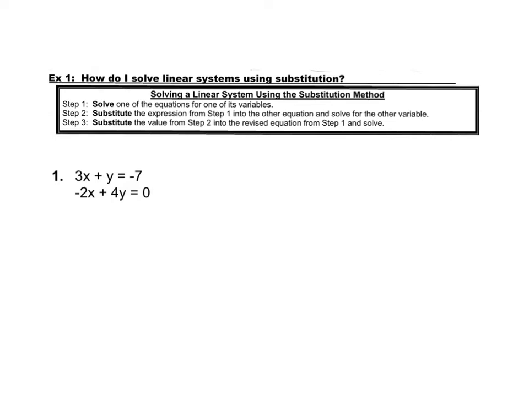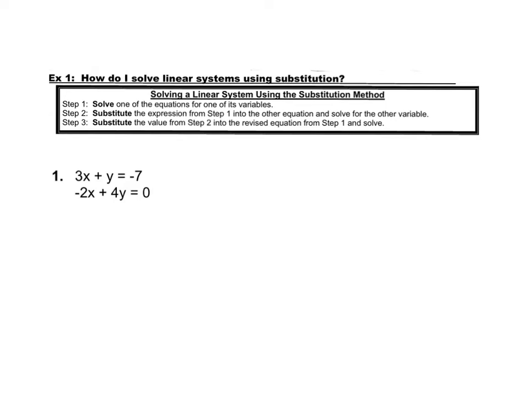All right, so remember yesterday we did just this, except we started at step 2. We didn't have to solve one of the equations for its variable. In today's lesson, though, we are going to have to solve for one of these variables in one of the equations, and then we can substitute it into the other. So let's take a look here.